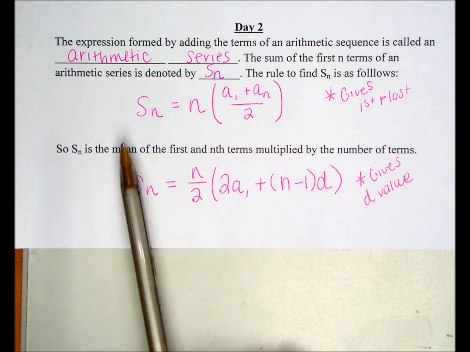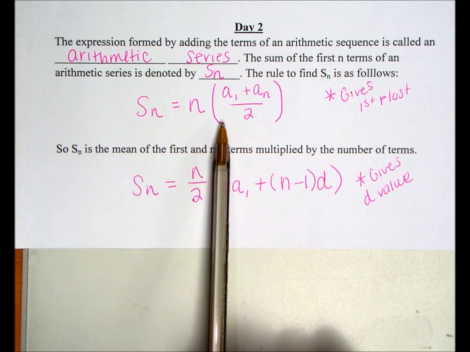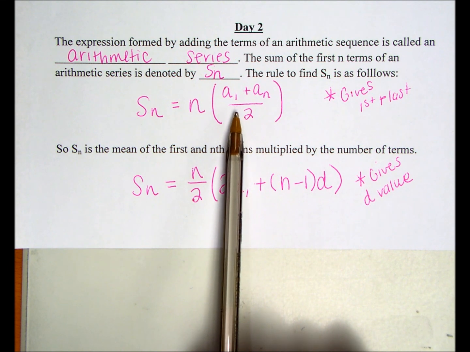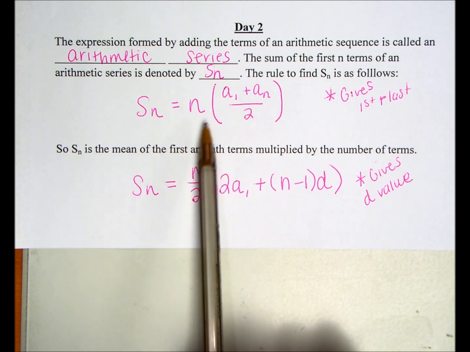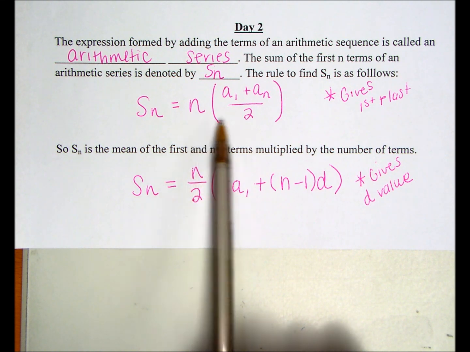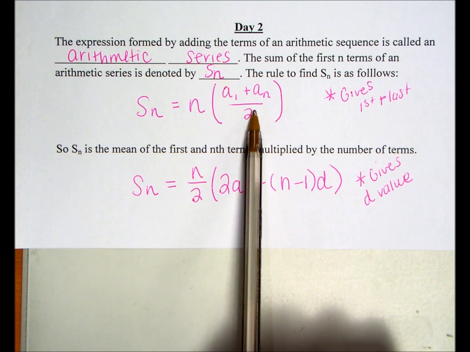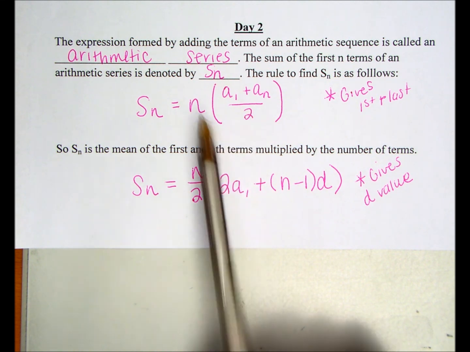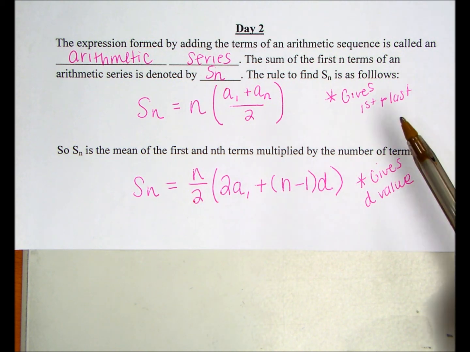The first one is S sub n equals n multiplied by the entire quantity a sub 1, meaning the first term, plus a sub n, meaning the last term. N here is talking about the number of terms that we're looking at, and then you would divide this by 2. We use this rule when they give me the first and the last terms of the sequence.